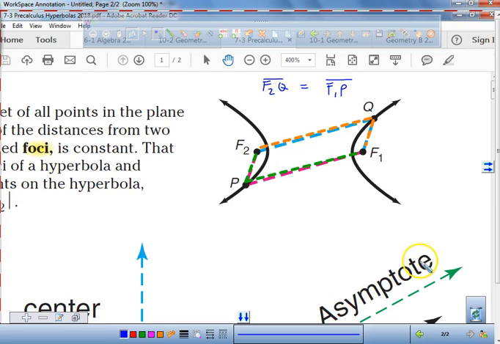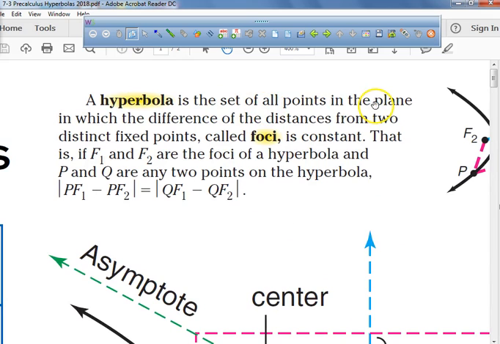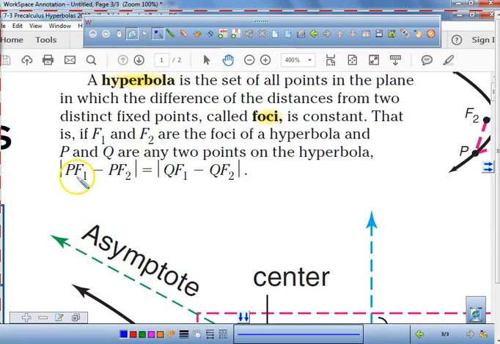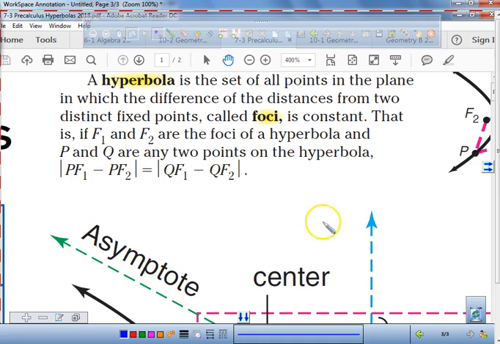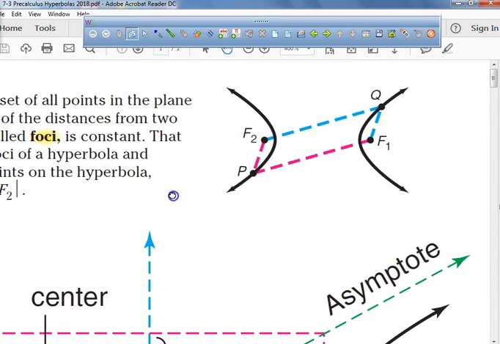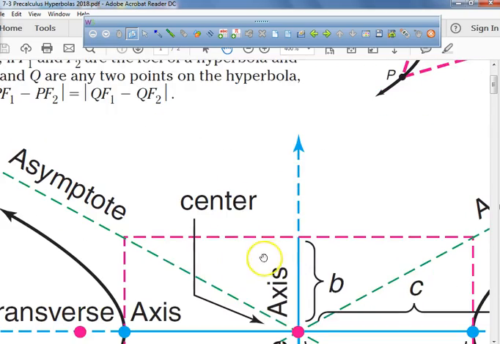So this right here is the definition of a hyperbola. It says it's the set of all points in the plane in which the difference of the distances from the 2 points, called the foci, is constant. So right here, it says P to F1 minus P to F2 is going to equal Q to F1 minus Q to F2. So the differences are going to be equivalent to each other. So let's scroll over here. The differences are going to be equivalent. Okay? Not the sum, but the differences.